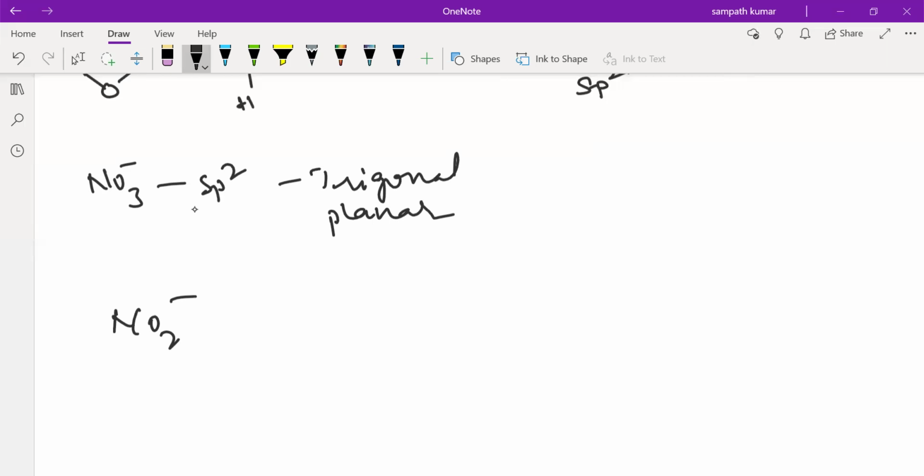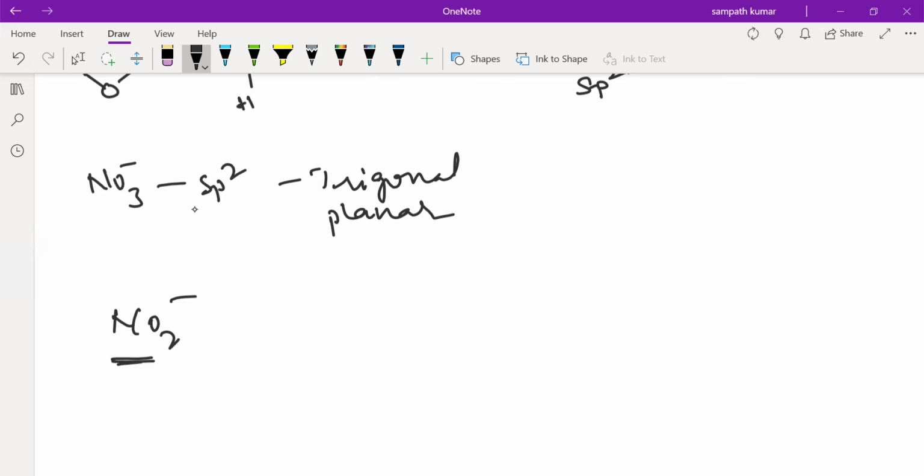One lone pair of electrons is there. Two bond pairs. How many bond pairs and how many lone pairs are present in this one? Two bond pairs, one lone pair.